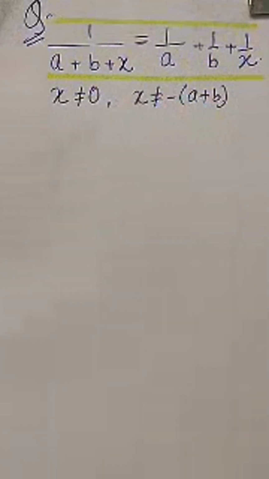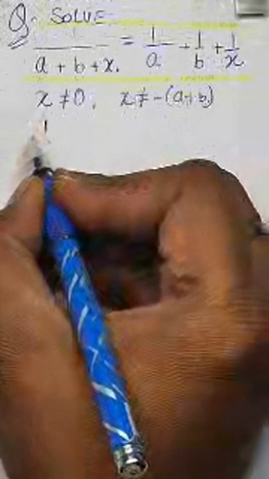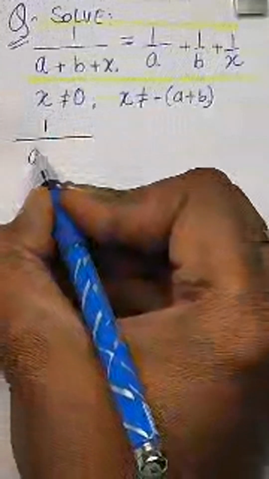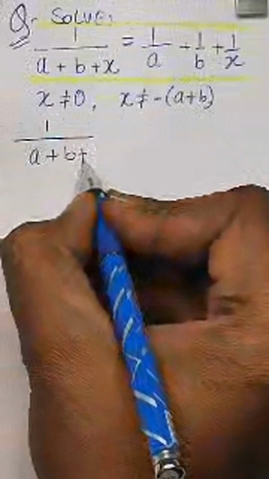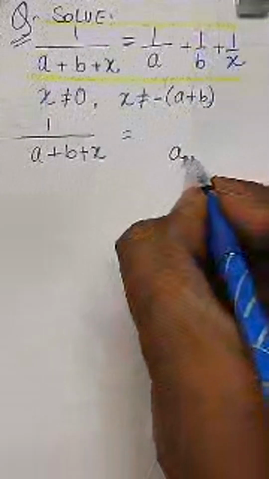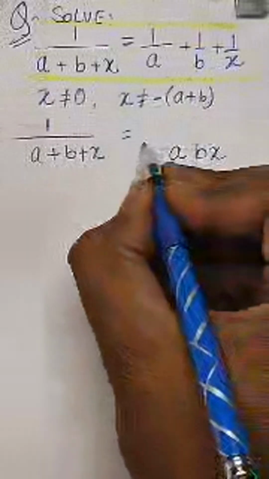So this is the question in front of us. To solve it, simply simplify. How? I am showing you. If you take the LHS, it will be as it is, 1 by a plus b plus x, and in the RHS you can take the LCM of a, b and x, so it will become abx.